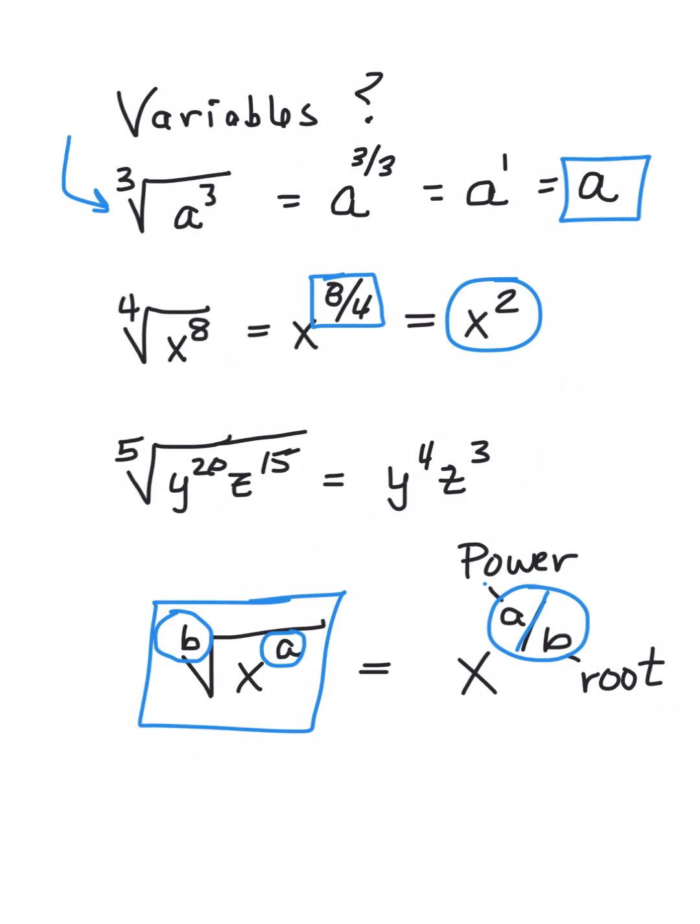Fifth root, here's a couple different variables. y to the 20th, z to the 15th. So it'd be 20 divided by 5, which is 4, and 15 divided by 5, which is 3.